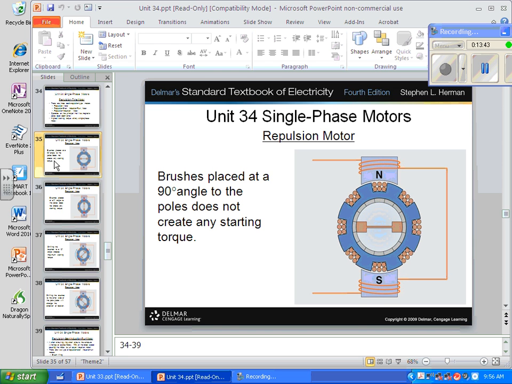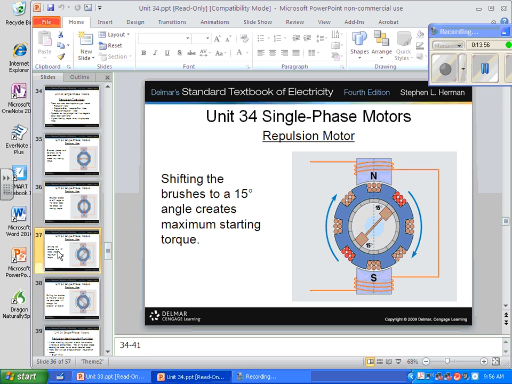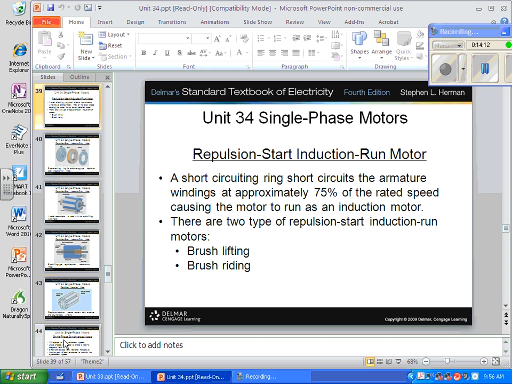Brushes placed at a 90-degree angle to the poles does not create any starting torque. But at 0 degrees, the pole does create a starting torque. What's the problem? And shifting the pole piece the other way will make it turn the other way. Okay.